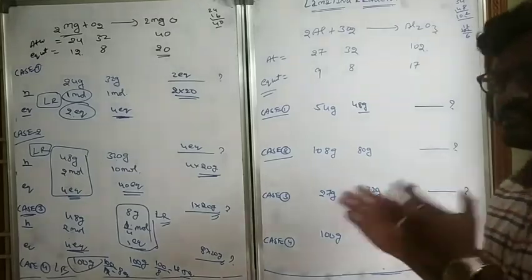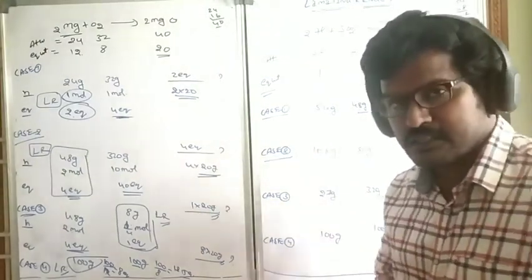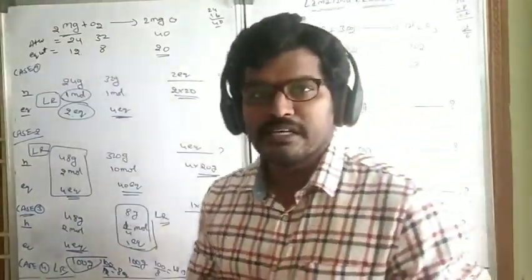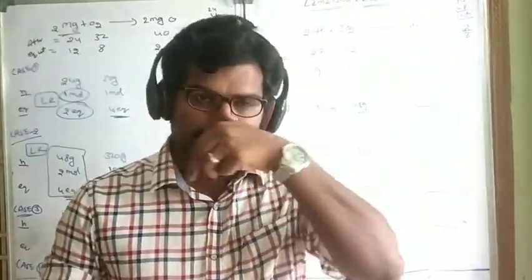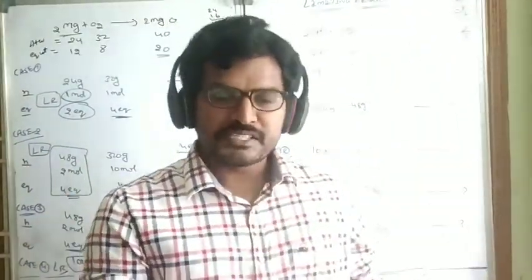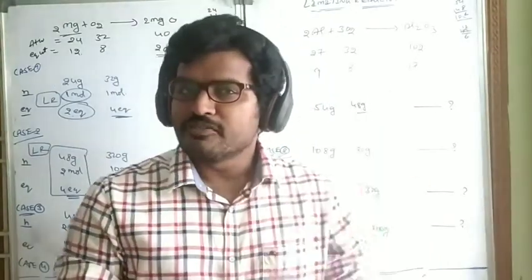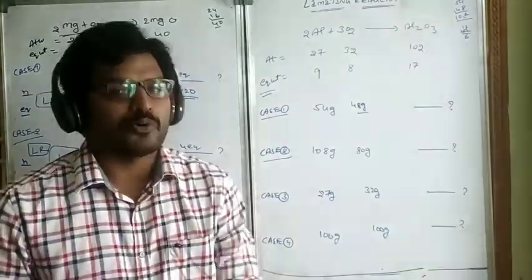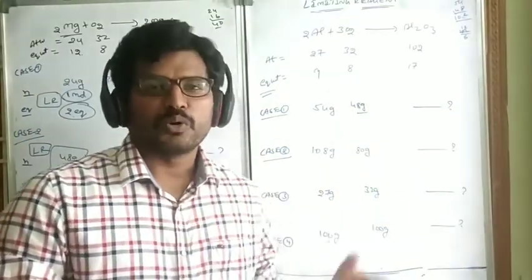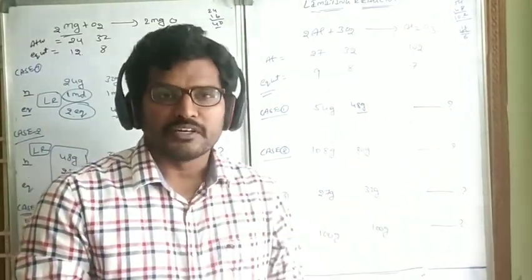Like this, we can easily understand what the limiting reagent is and how to identify it in a fraction of seconds. If you know the equivalent weights, you can solve the limiting reagent problem in 15 seconds only. Like this, we can do problems based on equivalent weights.